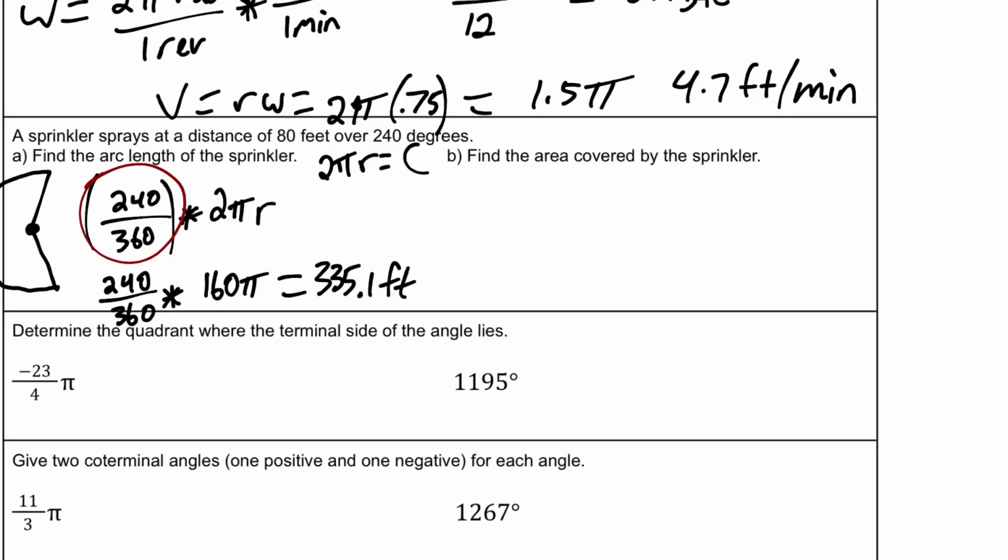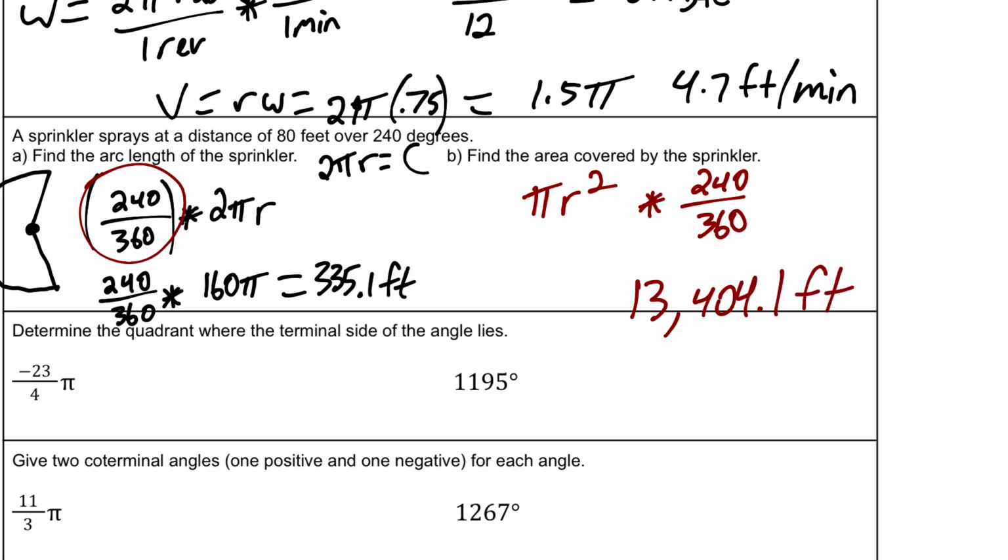If you want to find the area covered by the sprinkler, you can take πr squared, which is how you would find the area, and then we're going to similarly proportionally adjust it to 240 divided by 360. And if you do this, you get 13,404.1 feet squared.